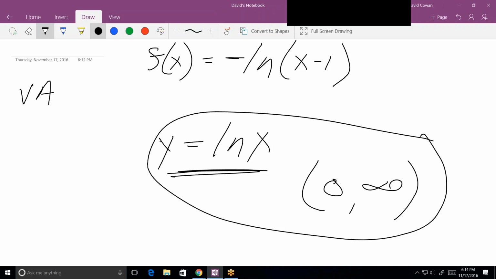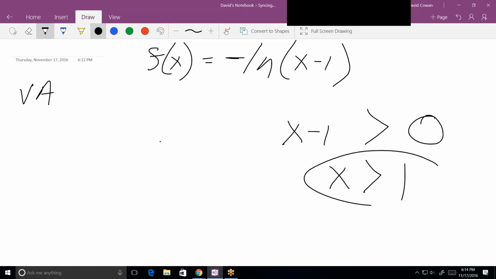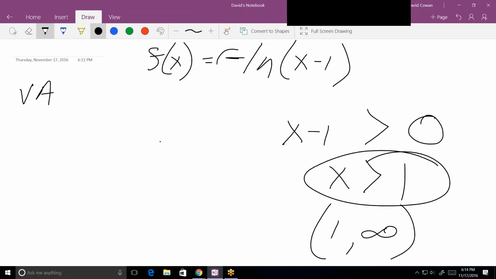So basically, the way we figure out domain for a more complicated function is we take the argument and we say it has to be greater than 0. X minus 1 has to be greater than 0. Not greater than or equal to, sorry, greater than. Whatever is in the argument, you can make this statement, which means x has to be greater than 1. That's your domain. If you want to put it in interval notation, it's 1 to infinity. The consequence of that negative sign is none for the domain.